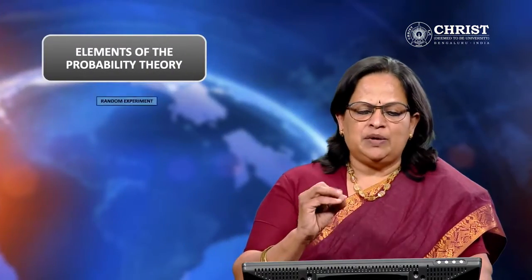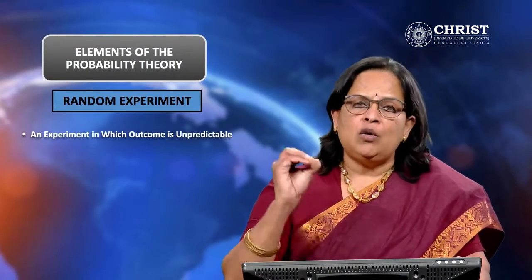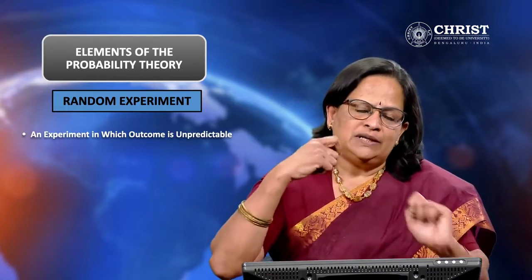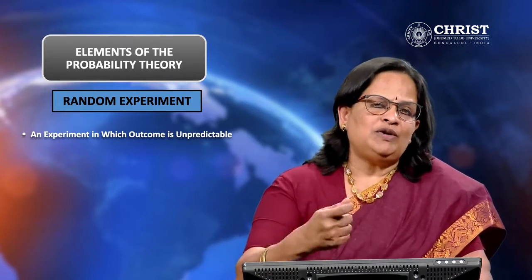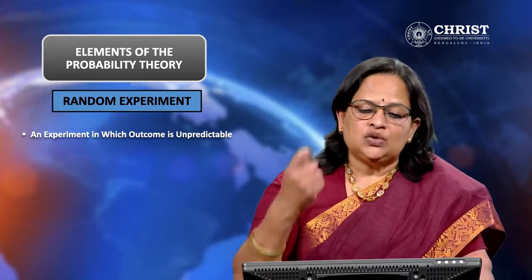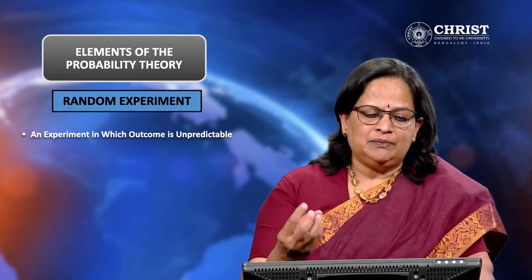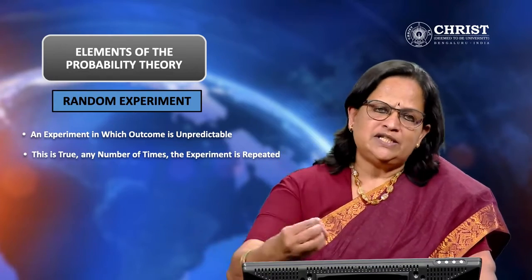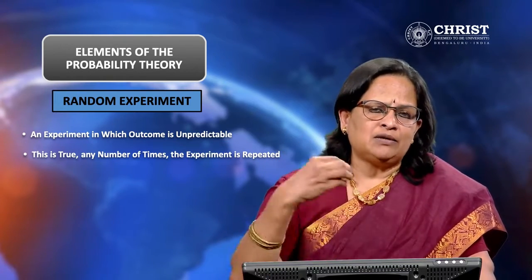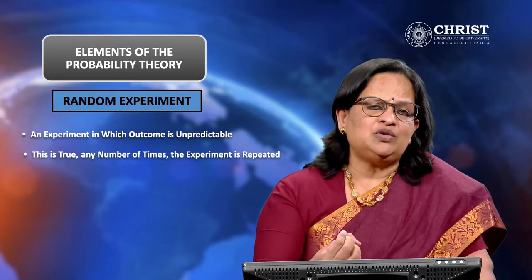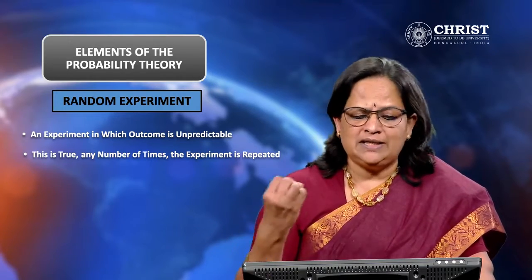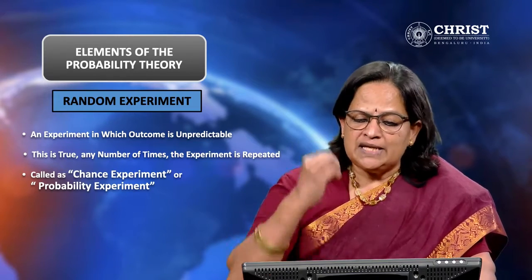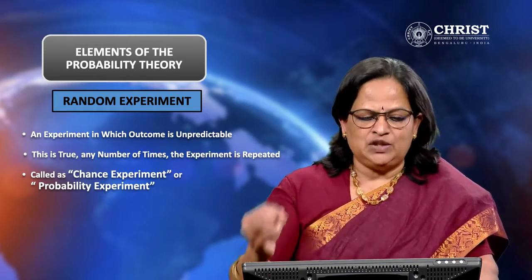Random experiment: an experiment in which the outcome is unpredictable. You have to remember that if you toss a coin, you don't know whether you will get head or tail, so the outcome is unpredictable. This is true any number of times the experiment is repeated. However many times you toss that coin, you will not know how many times you will get the head or how many times you will get the tail. This is why the random experiment is called the chance experiment or probability experiment.